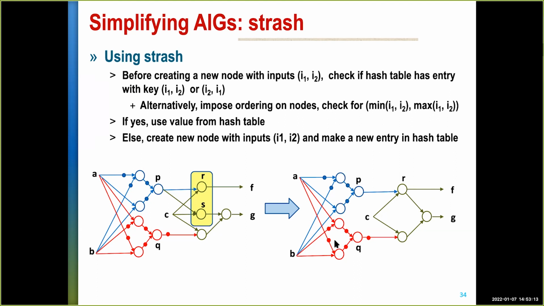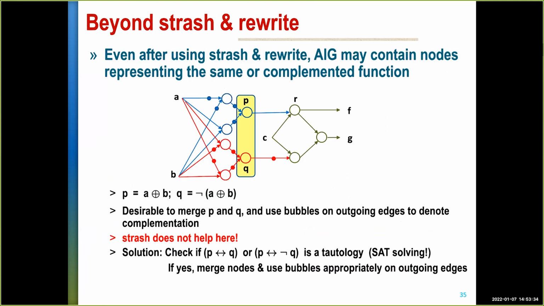They don't look the same because their inputs are different. But we can ask, are these two nodes really representing the same function? Structurally, they don't appear to represent the same function, but are they representing the same function semantically? So this is what we're saying: even after using strash and rewrite, the AIG may contain nodes that represent the same or complemented functions, and that's exactly what we were trying to show earlier.